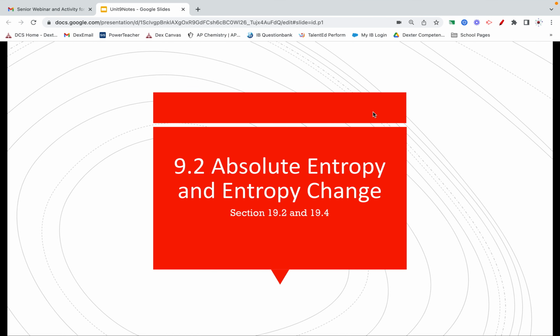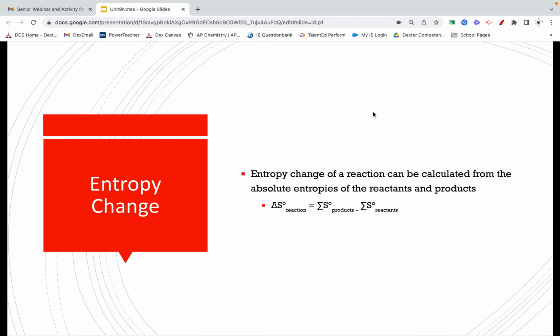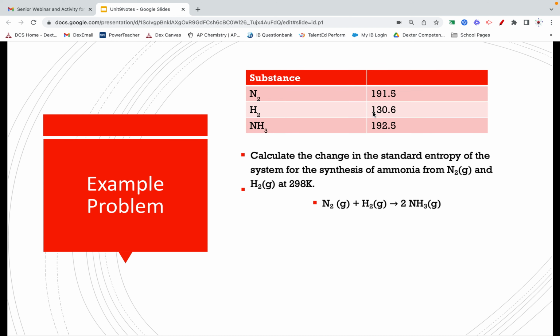Absolute entropy and entropy change. Very similar to the way we were calculating enthalpy, but it's talking about entropy instead. We use S for entropy, and the entropy of the reaction is equal to the entropy of our products minus the entropy of our reactants. Final minus initial. So what does that look like in practice?